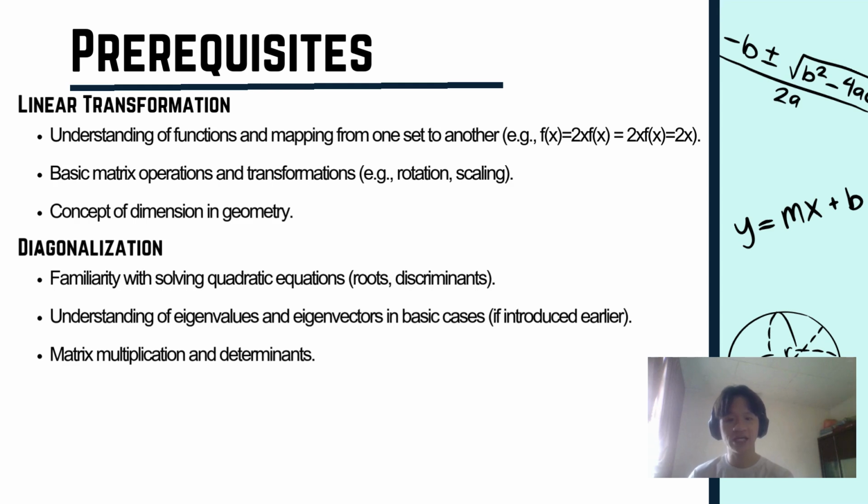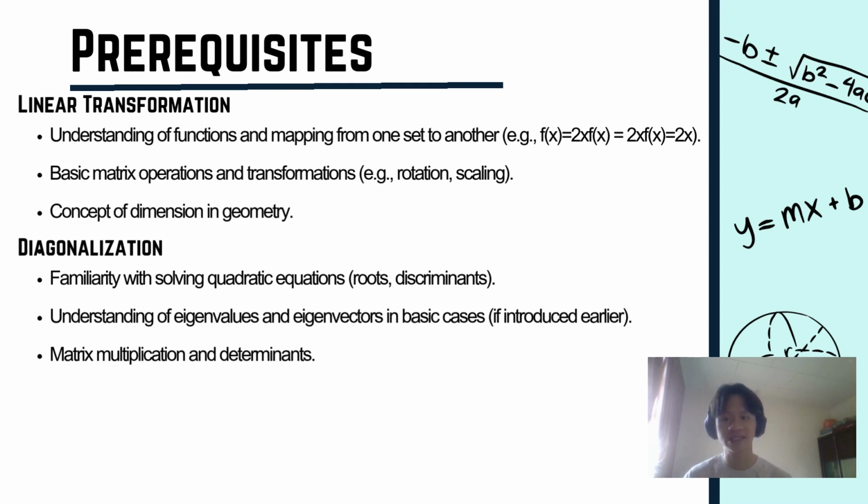On top of that, the fifth prerequisite is linear transformation. For linear transformation, we need to understand functions and mappings. And also, we need to be familiar with basic matrix operations, including transformations like rotation and scaling. And then we also need to know the concept of dimension in geometry. This will help us in visualizing linear mappings.